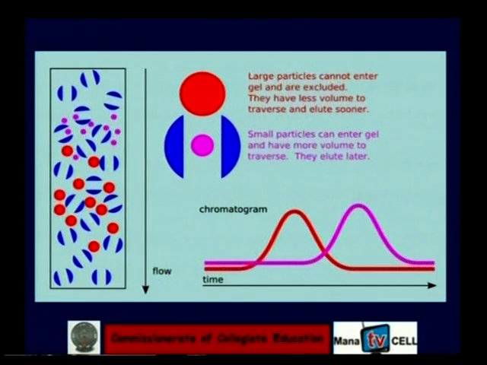This diagram represents a column with a solution and a gel material. The blue crescents resemble the gel material with its porous nature. The blue, red and purple ones resemble the molecules which are present in the column. The purple ones are smaller particles that can enter into the gel and elute later. The red ones are the large particles which cannot enter into the gel material and elute sooner.